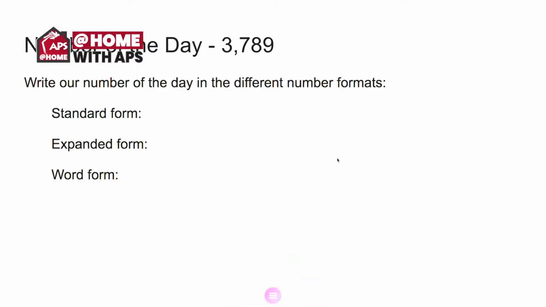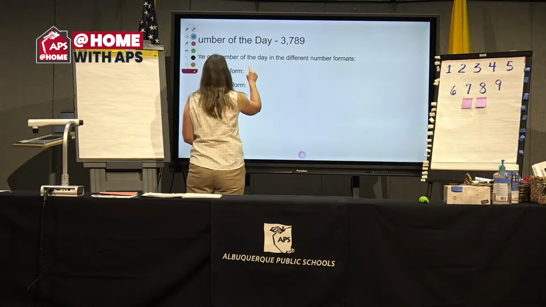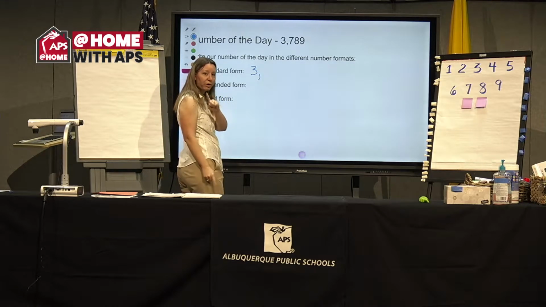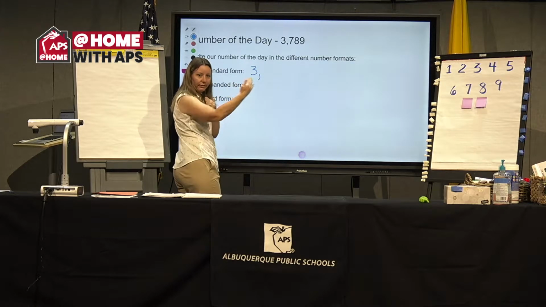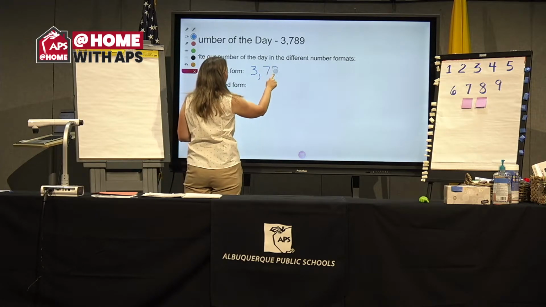So, the number of the day. Write our number of the day in the different number formats. So standard form, how would you rewrite it in standard form? You would just write 3, comma. We can't forget the comma because what does the comma tell us? It separates everything, so we know it's thousands. 3,789.